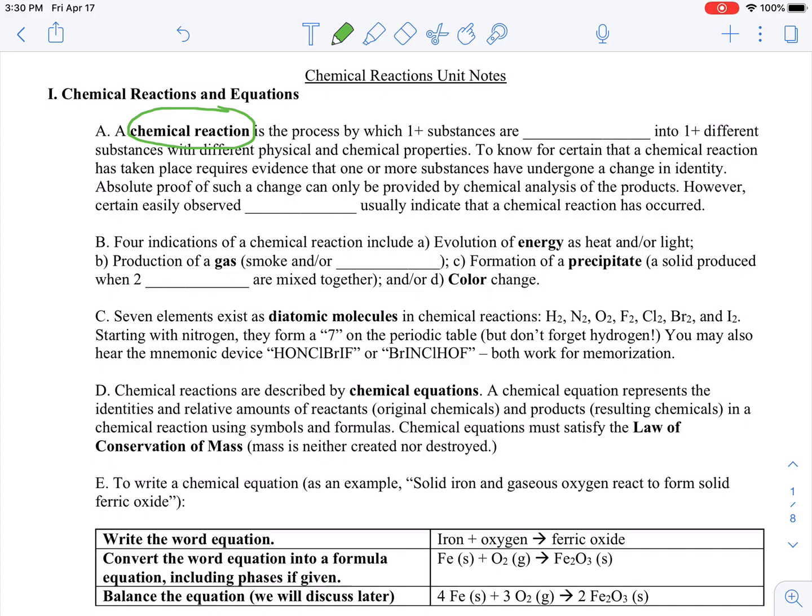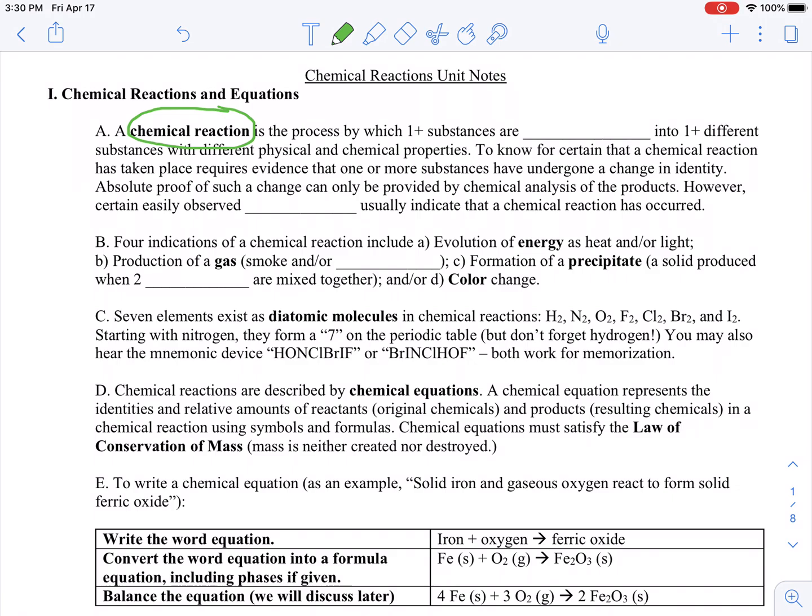This is the process by which we take one or more things and we change them into different compounds. If you were able to look at a given substance and somehow know its chemical formula, it would be really easy to see that it's changed, but you can't do that, right? You can't look at table salt and just know that it's NaCl. So how are we going to know that we've changed from one thing to another? Well, it turns out that there are some pretty easily observed changes that indicate that a chemical reaction has taken place. So here are four.